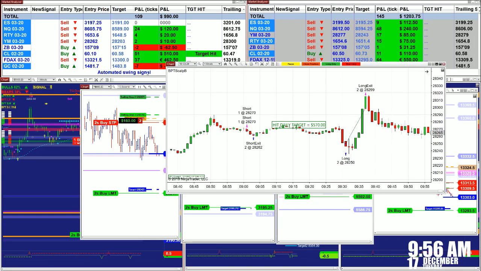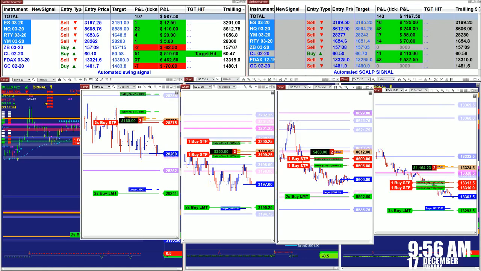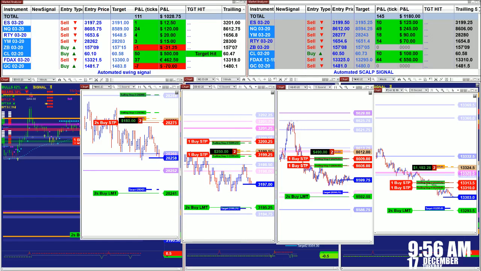This one here you can scalp or swing trade, but at the moment we are scalping, we're not swing trading, because we're not expecting a lot of movement.